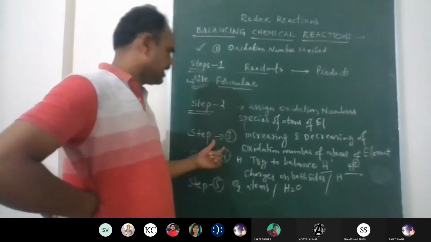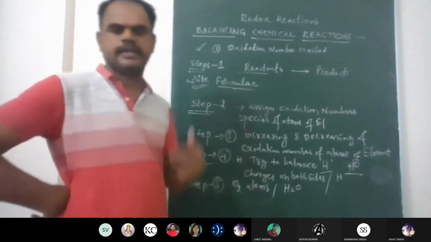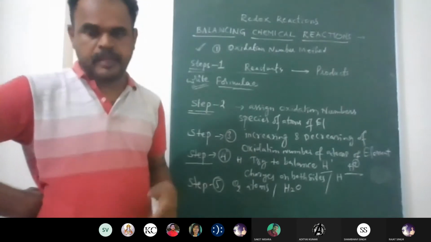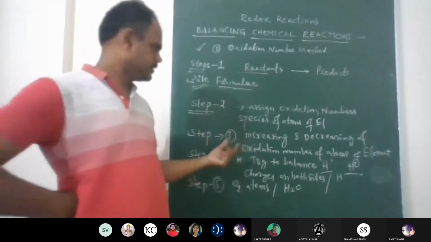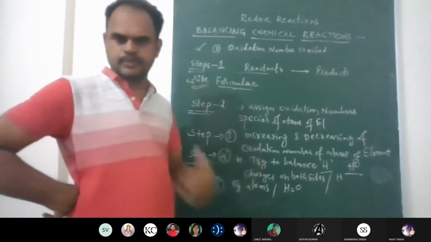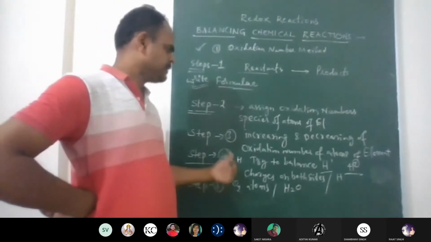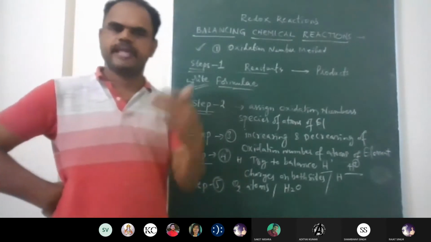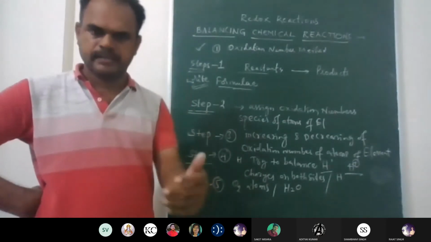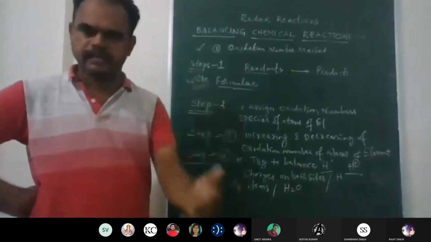So in step 3, after finding the decrease in oxidation number of the oxidizing agent and the increase for the reducing agent, we should balance the number of electrons by using suitable integers. Then we go for step 4. In step 4, we should balance the hydrogen atoms on both sides, LHS and RHS, by using H plus ions in acidic medium, or in basic medium by using OH minus ions.